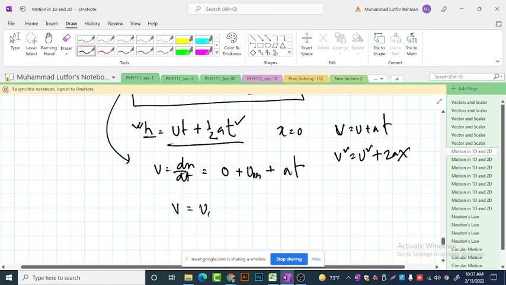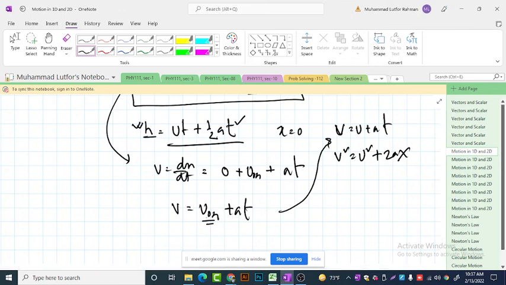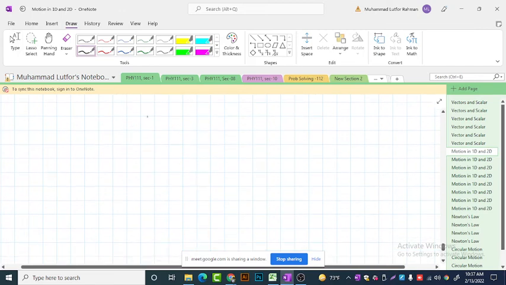V would be v naught x plus at, which is exactly that equation, v equal to u plus at, where v naught x is my initial velocity in the x direction. That's why I write the subscript as v naught x. This x indicates the initial velocity in the x direction, because I have to deal with the 2-dimensional and 3-dimensional cases also. That's why this is the most general equation I'll write.